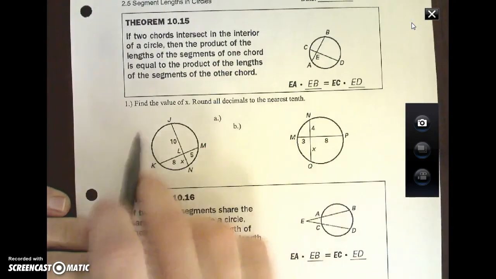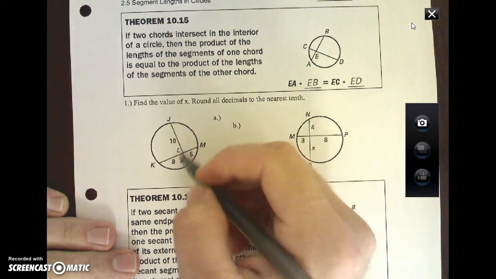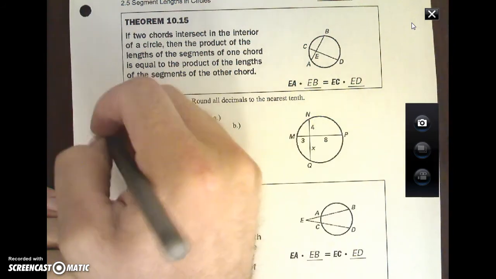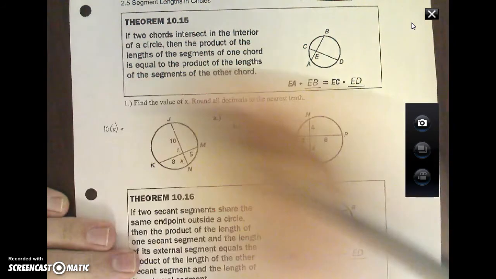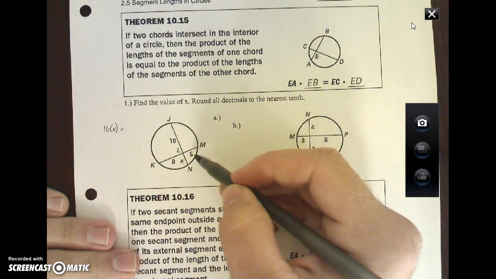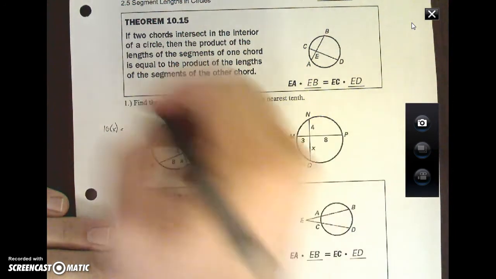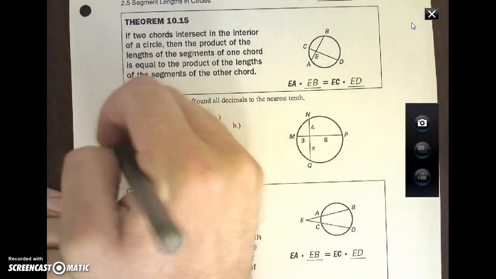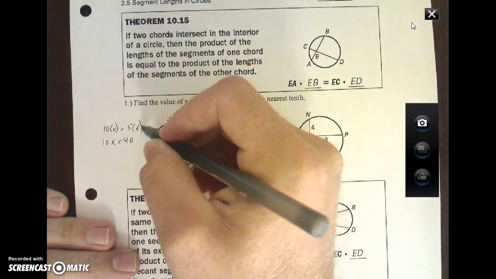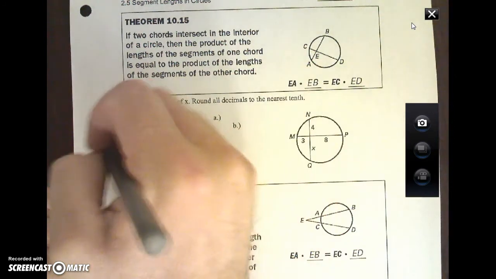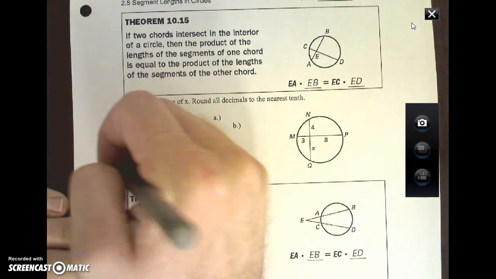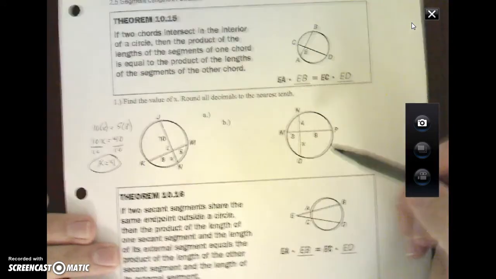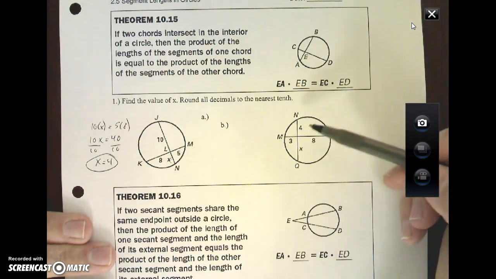So find the value of x, round all decimals to the nearest tenth. I'm taking a piece on each line, so x and 10 are on the same line. So we're going to do 10 times x, and make that equal to 5 times 8, just piece and piece. Okay, so 10x equals 40. There's an 8 there before someone asks. Divide both sides by 10. X equals 4.